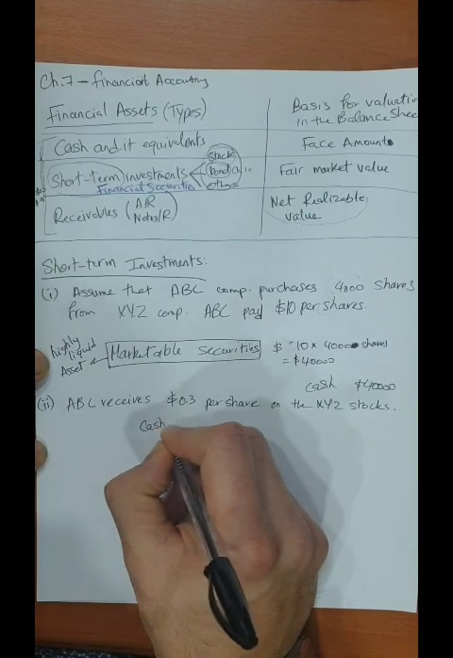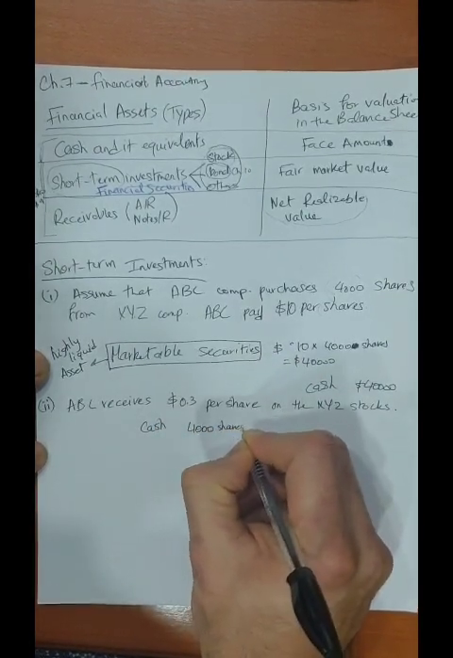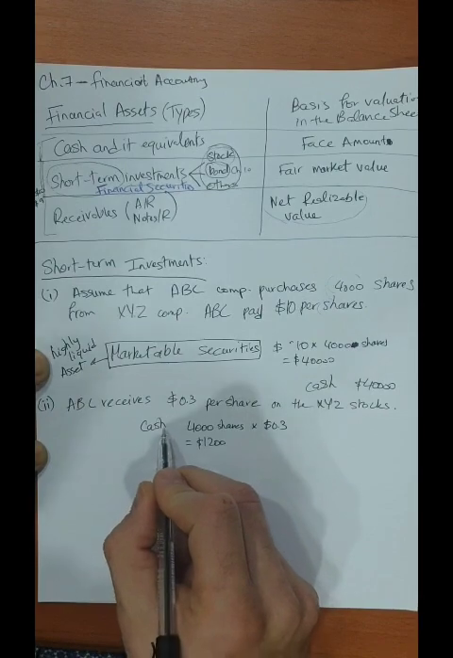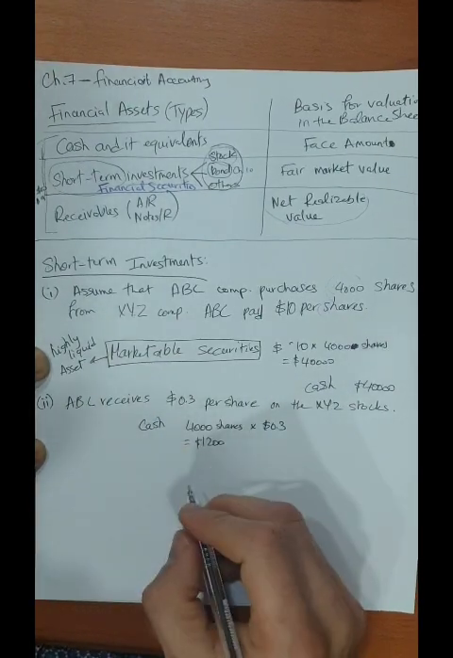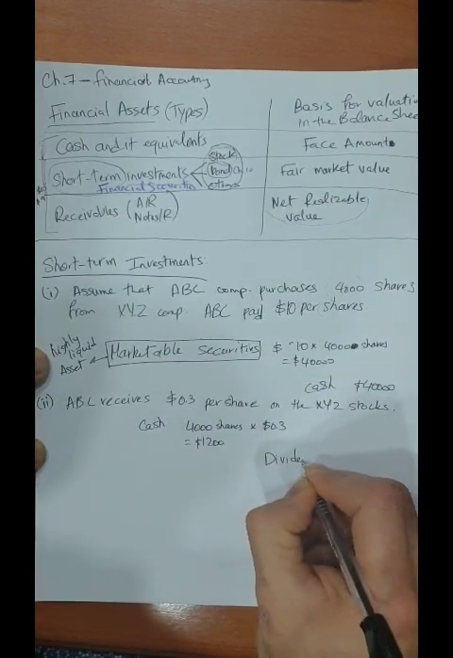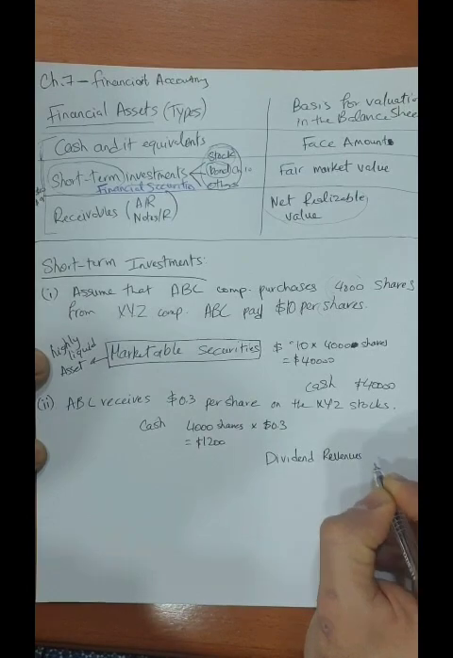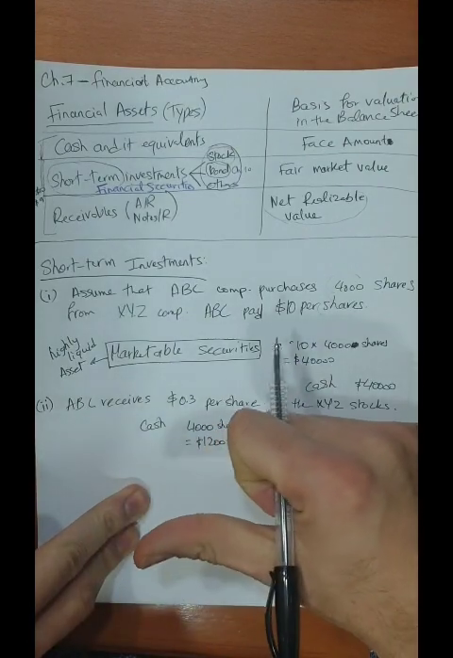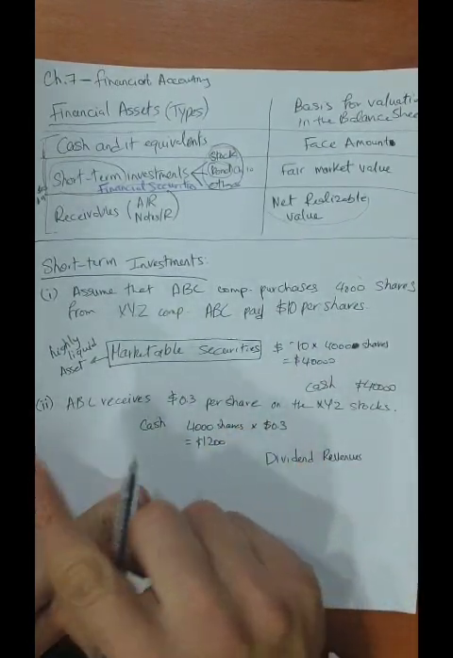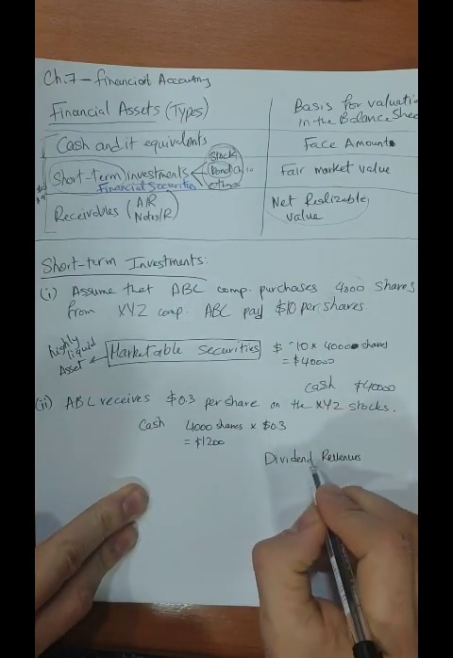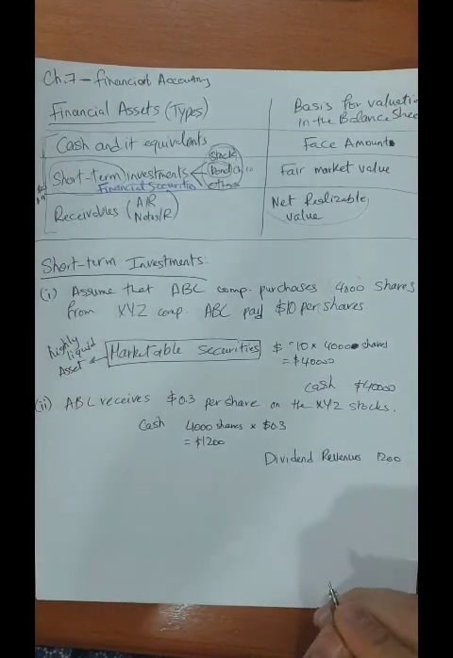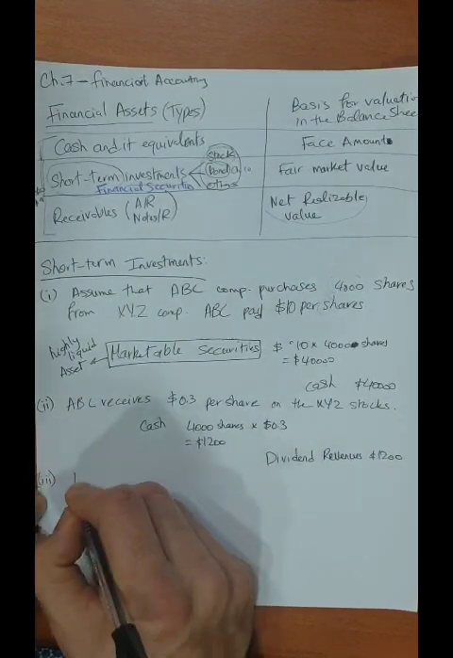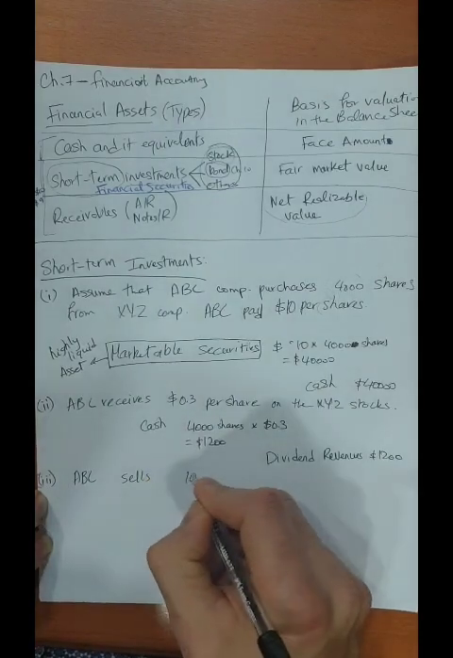So your cash increased by how much? By 4,000 shares multiplied by $0.3, and this is $1,200. Why did you receive this amount of cash? Because you received dividends. So it's a dividend revenue. And this is very different from when we say dividends. When you say dividends on its own, you are paying dividends to your own shareholders or stockholders. In this case, you are one of the stockholders that are receiving dividends. Okay, so 1,200, 1,200.